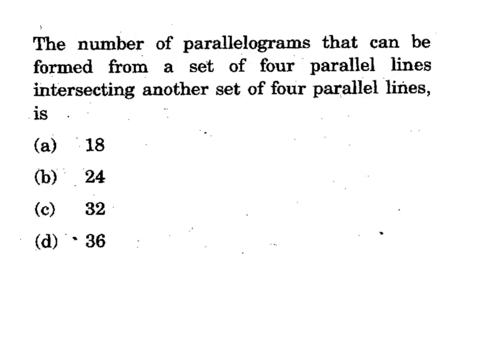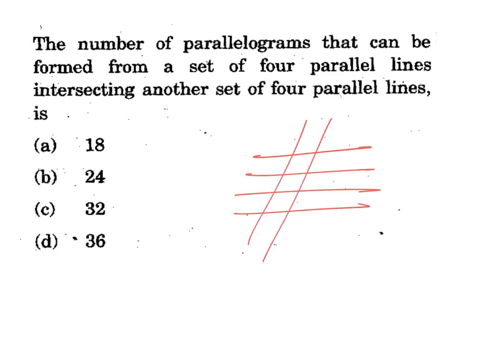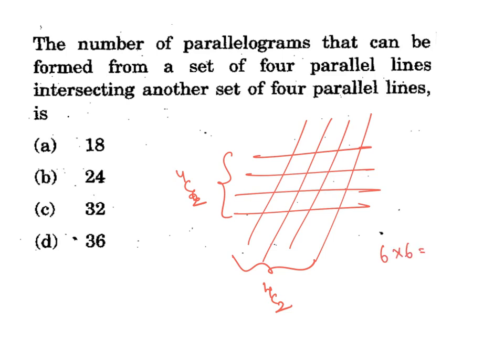The number of parallelograms that can be formed from a set of 4 parallel lines intersecting another set of 4 parallel lines. 1, 2, 3, 4, 1, 2, 3, 4. So the number of parallelograms is being asked. Don't try to count it. In order to get a parallelogram, you need 2 vertical and 2 horizontal lines. Out of 4, selecting 2 lines is 4C2. 4C2 value is 6. So therefore 6 into 6, 36 parallelograms you can form.